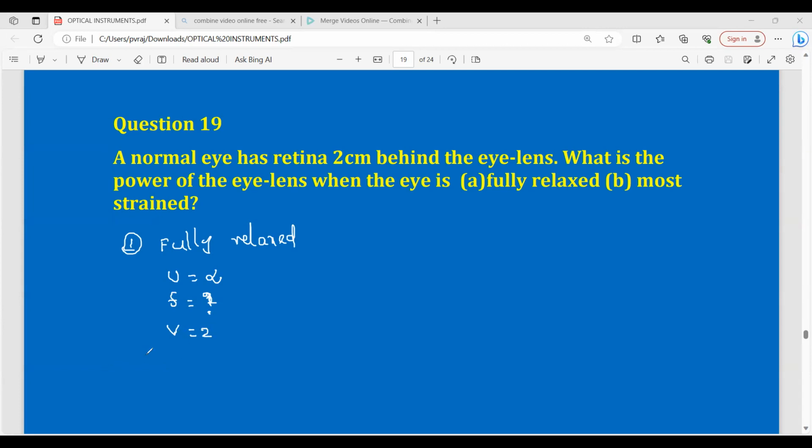So what is the formula now? 1 by F equal to 1 by V minus 1 by U. That is 1 by V minus 1 by infinite. Of course, it is 0. So focal length will be 2. But you need to calculate power only, na? Power is 100 by F only, na? That is 100 into 1 by F is 1 by 2. So finally power is 50 diopter for the first position. And what is the second one?